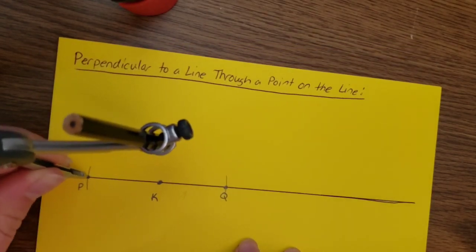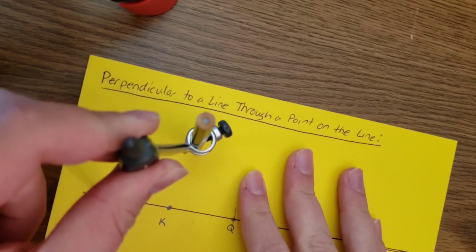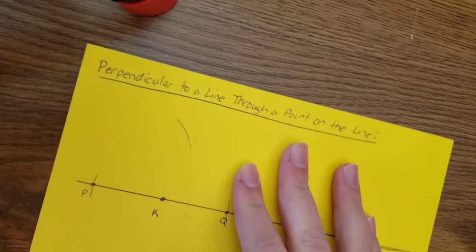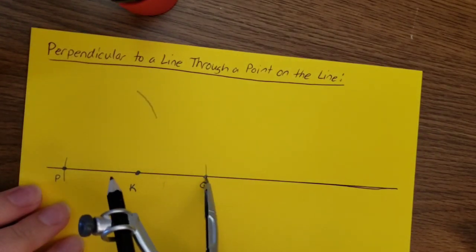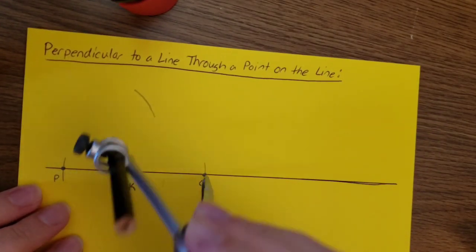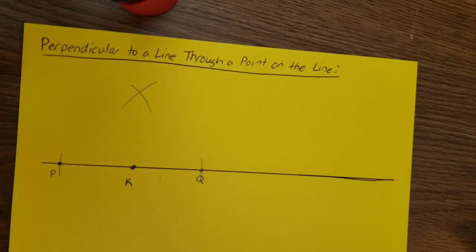Now, with my pointy end on P, I am going to make an arc up above. Then I'm going to switch around and do the same thing from Q. So pointy end on Q, make that mark to create that X in the sky.